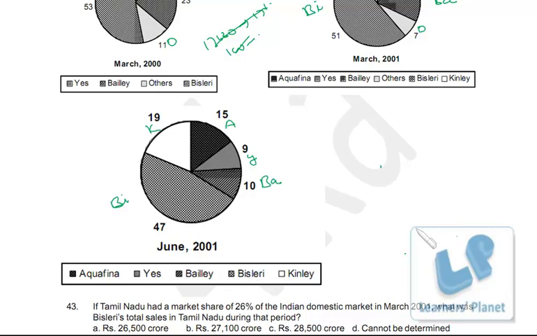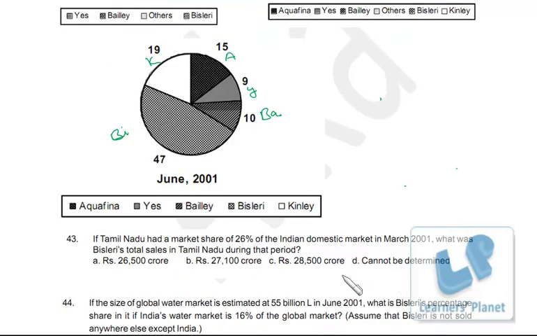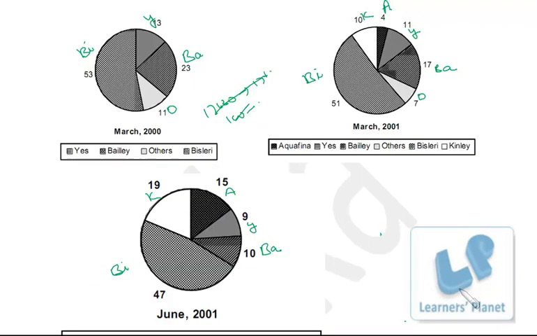So this question seems to be independent. Unless we have the data, the total sales in March 2001, we cannot find out the contribution of Bisleri, because Bisleri's contribution is 51% of the total sales, and 26% of that will be in Tamil Nadu. After that we can find out the Tamil Nadu share, that is 26% of the Indian domestic market, right? So as of now we cannot find it out, so it cannot be determined. No need to go for any calculation. Okay, unless you have the sales data of March 2001, you cannot find it out.